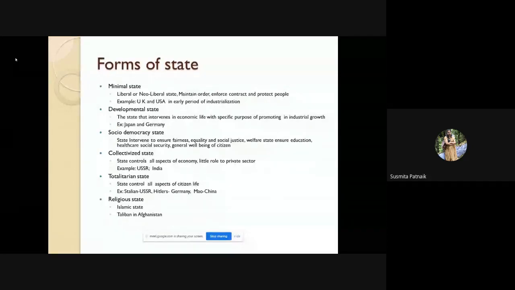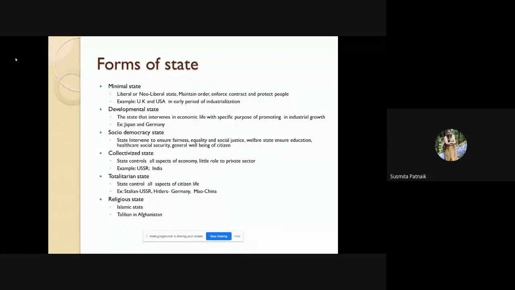If there is no state, then what will happen? There will be anarchy inside the state. One man will kill another man. There will be anarchism, or chaos. So maintaining social order, or maintaining rules and regulations, is the primary duty of a state. Enforcing contracts is also the primary duty of a state. And protecting the life and the property of the people is also the duty of the state.